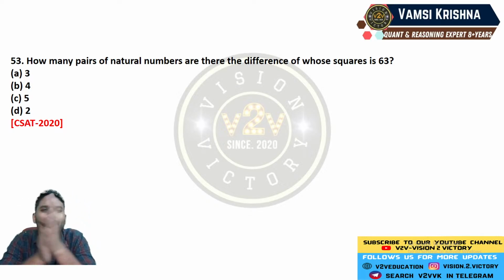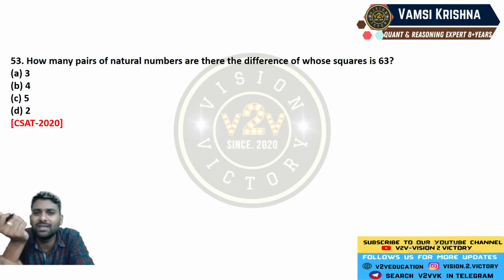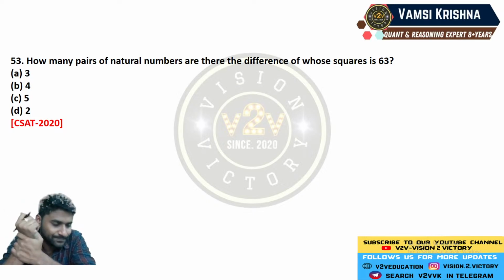Now the question: how many pairs of natural numbers are there, the difference of whose squares is 63? How many possible pairs are there?